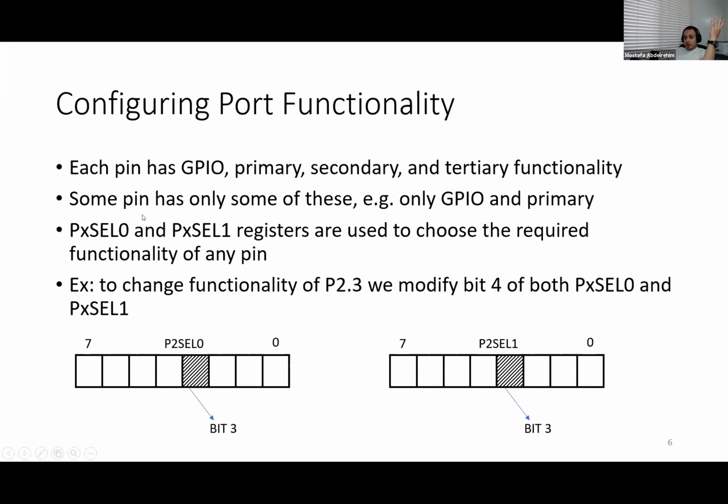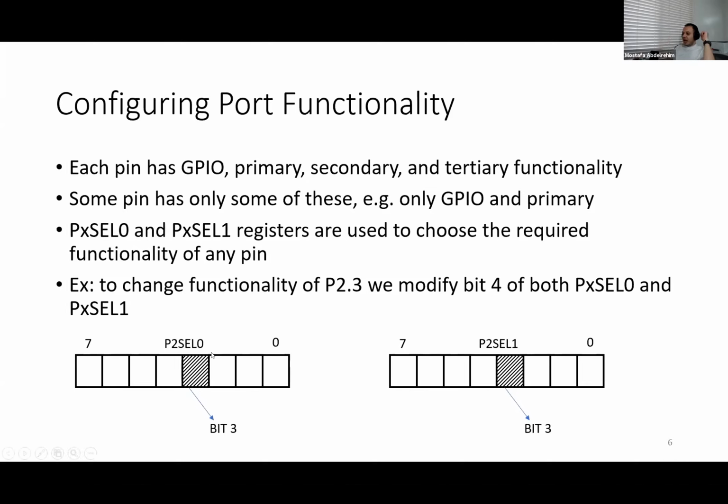Maybe some pins, like 2.7, have only two functions, so we have GPIO and only primary. That's it. Okay. Now, how do we configure each pin to a specific function, either GPIO, primary, secondary, or tertiary? Since there are up to 4 functions, for any pin in general we need 2 bits.